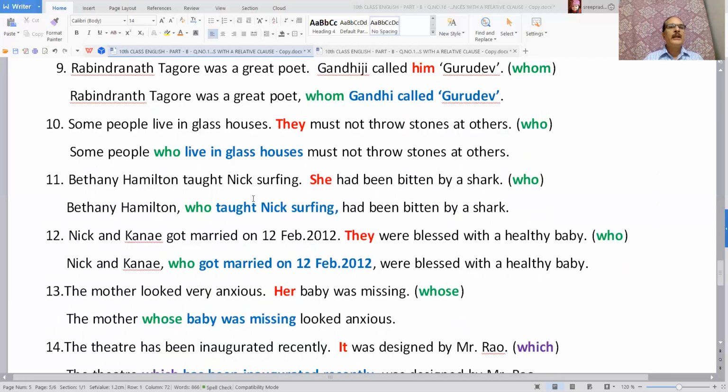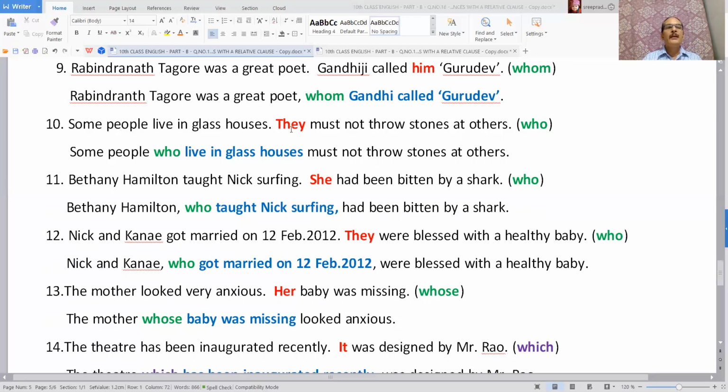Now let us move on to the 10th example. Some people live in glass houses. They must not throw stones at others. Here, some people, this is the subject actually, must not throw stones at others. Which some people? What kind of people must not throw stones at others? It needs some kind of definition of these people. So we have to add a defining relative clause here.